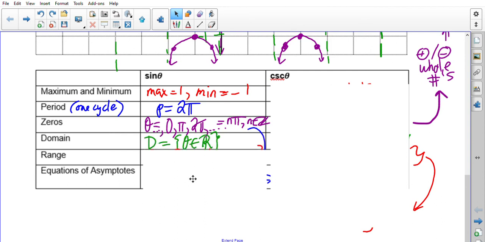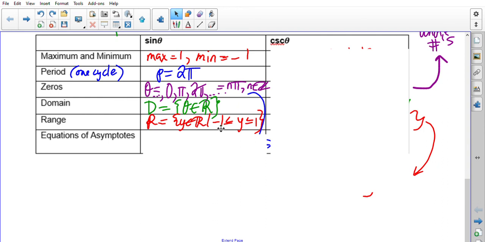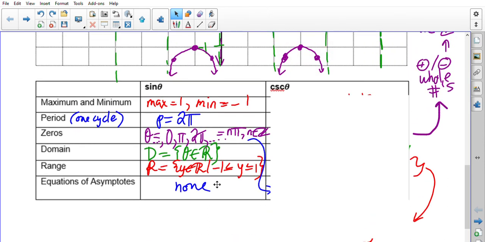The domain of any sine function goes on and on forever, so it's theta is an element of real numbers. If you're working with x in your equation, you can say x is an element of real numbers. Our range, we know it goes between 1 and negative 1. So we say y is an element of real numbers such that y is greater than or equal to negative 1, but less than or equal to 1. The equation of the asymptotes, the sine function does not have any, so we should say none.